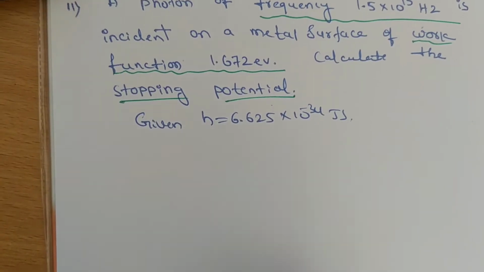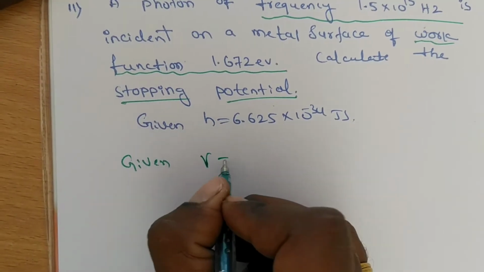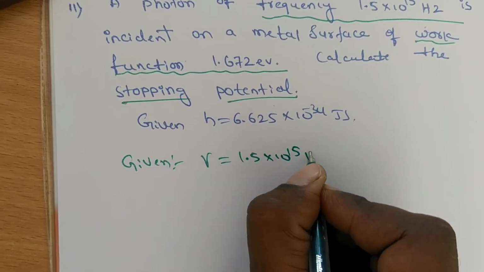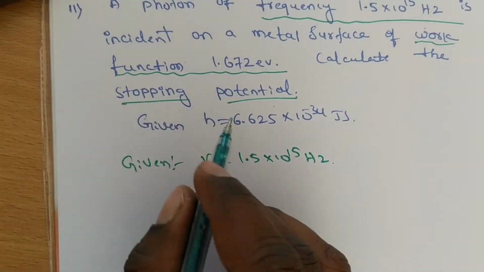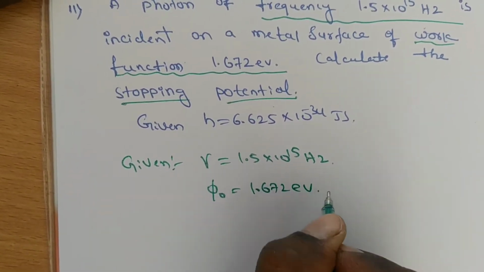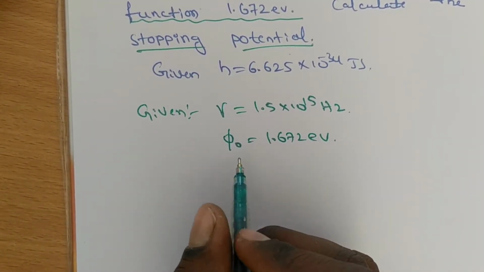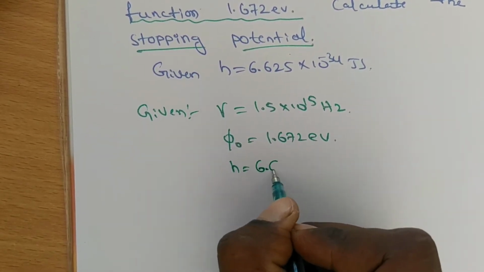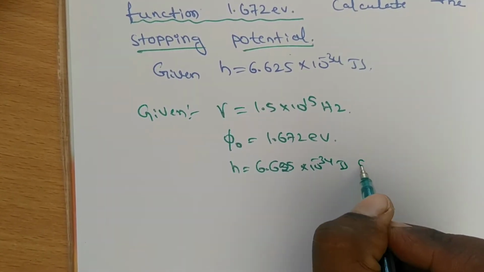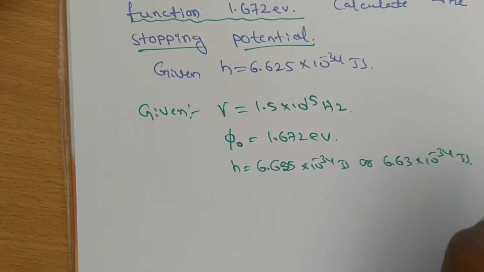Write the given values. Solution, given: nu is equal to frequency, 1.5 into 10 to the power of 15 hertz. Work function phi naught is equal to 1.672 electron volt. This one is a work function. H value is 6.625 into 10 to the power of minus 34 joule second, or 6.63 into 10 to the power of minus 34 joule second.